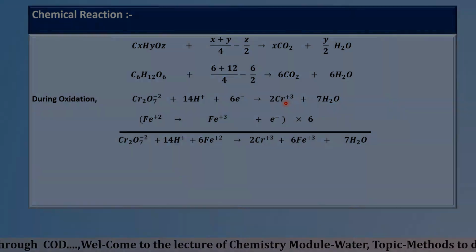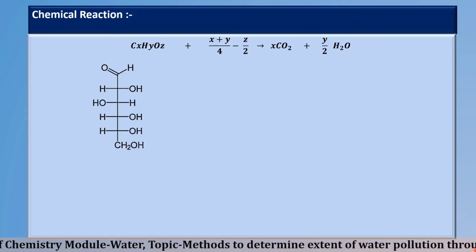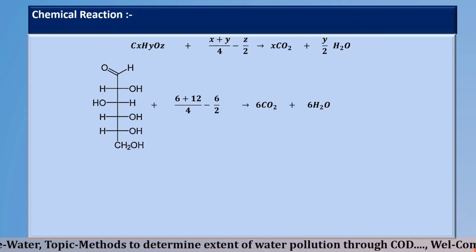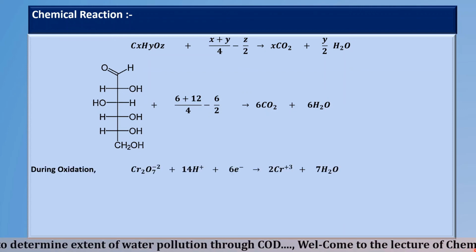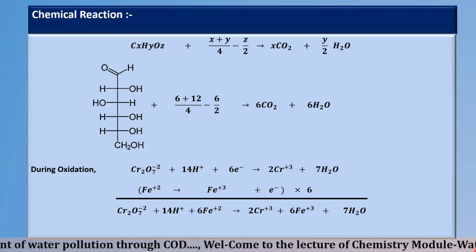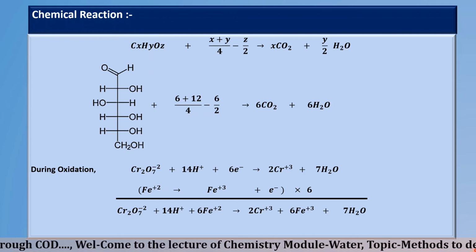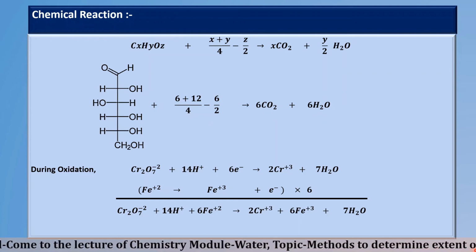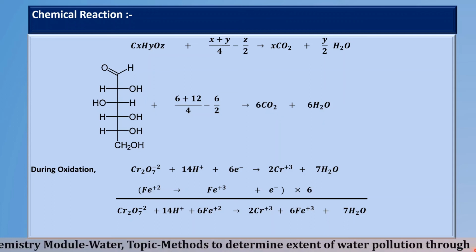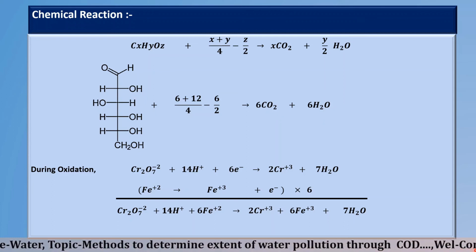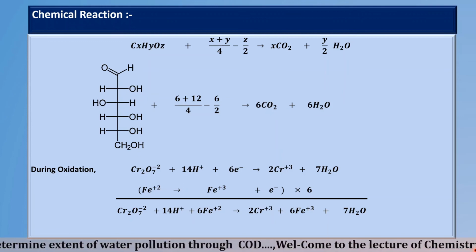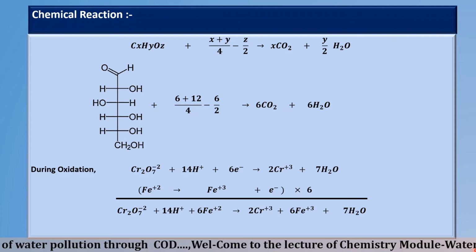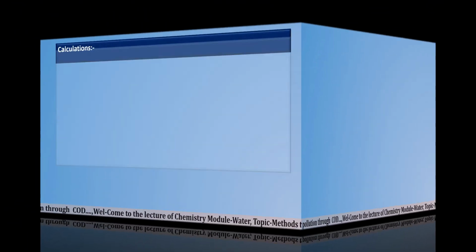a given wastewater sample. In a similar reaction, taking glucose as a carbohydrate, it undergoes oxidation to give CO2 and water. During oxidation, such reactions take place, and this is the total reaction: dichromate ion plus 14H+, that is hydrogen ions, plus ferrous ion gives Cr3+ plus Fe3+ plus 7H2O. So this is the total chemical reaction that takes place during the oxidation of the wastewater sample in chemical oxygen demand. Then next is the calculation.